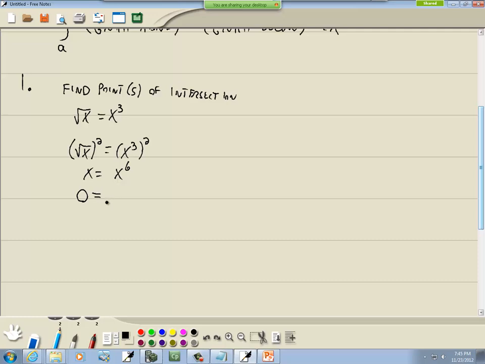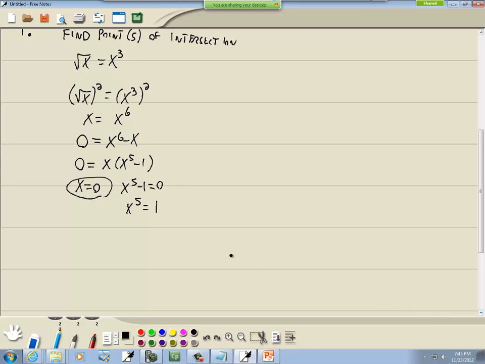Now I want to get everything over to one side, so I'll take the x over. And I want to factor this. I'll factor out the GCF first of x, and that gives us x to the 5th minus 1. Zero factor property from college algebra: you set each factor equal to 0. So we can set x equal to 0, and x to the 5th minus 1 equal to 0. Now this is one point of intersection here. On this one, I'll take the negative 1 over, and it becomes a positive 1.